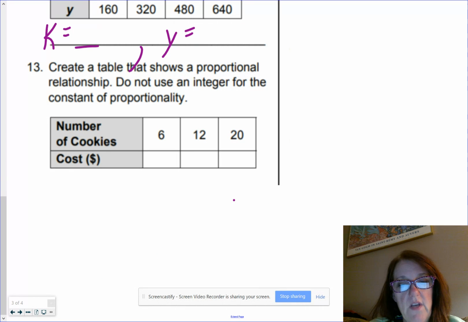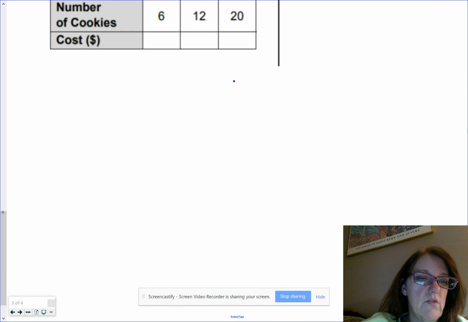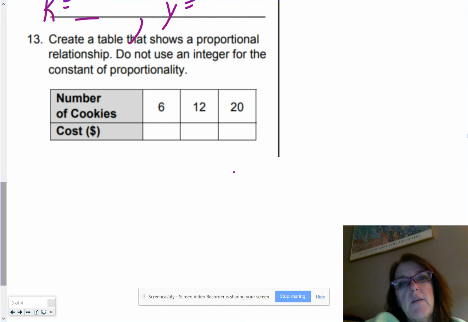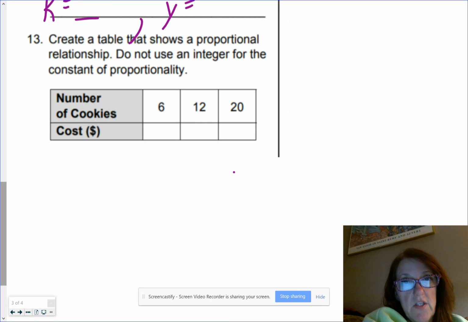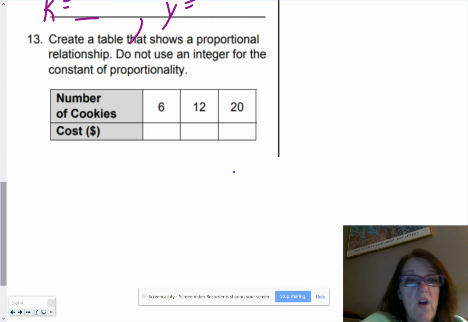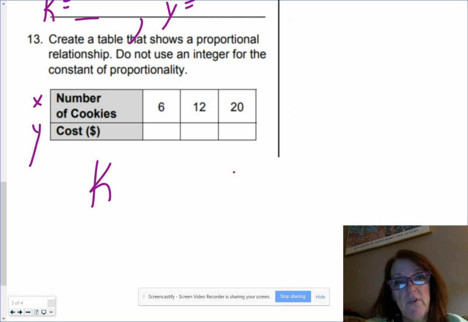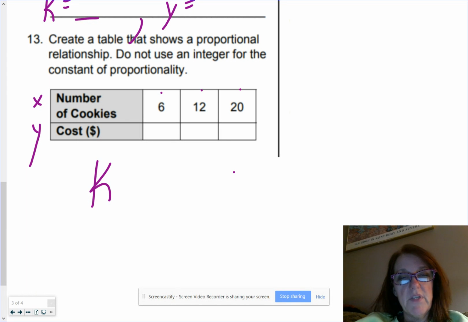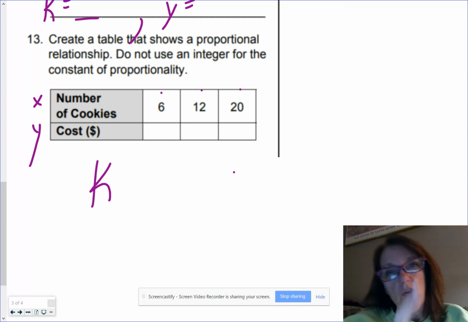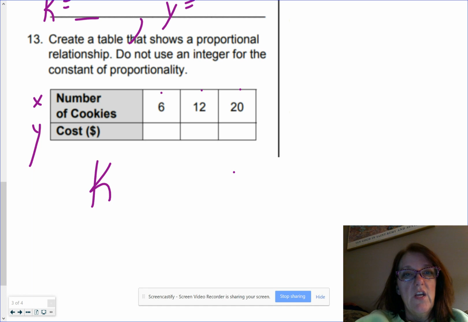Number 13. Now here is what I noticed a little tricky here. Create a table that shows a proportional relationship. So you get to make up anything you want. You invent some value for K so that when you multiply your inputs, you'll get some specific output. But don't forget the second question. Please do not use an integer.